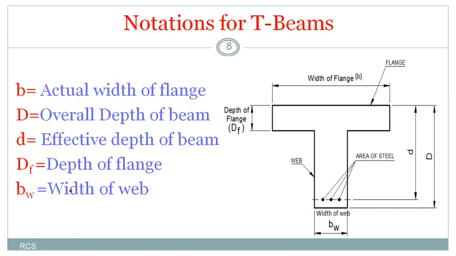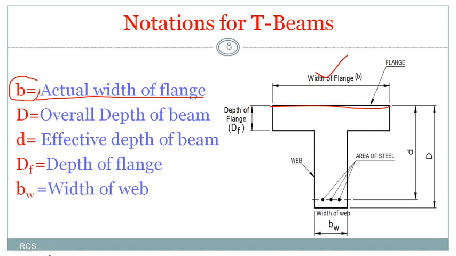Okay. Next, we have some notations for T-beams, meaning components of T-beams. So first we have the actual width of the flange. This actual width is designated with a small b. It can be seen in this section of a T-beam. So this is your actual width of the beam. Okay, actual width of the beam.